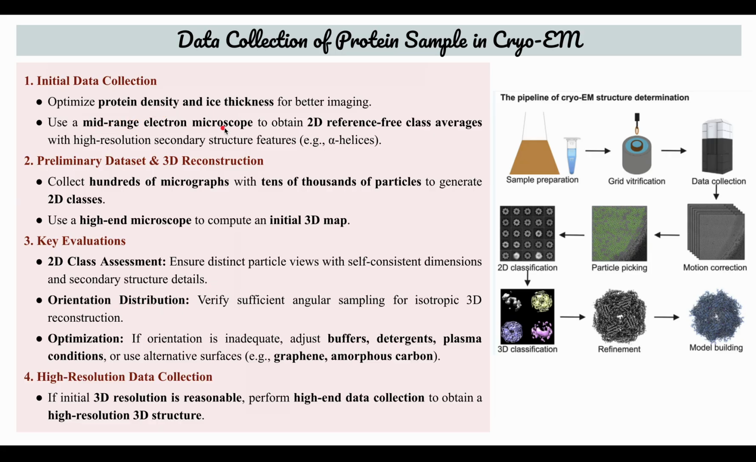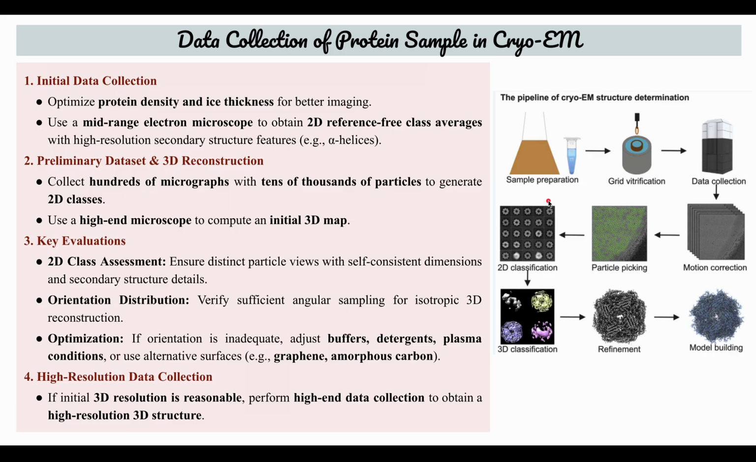Use a mid-range electron microscope to obtain 2D reference-free class averages with high resolution secondary structure features, for example alpha helices. This is just an example of a secondary structure. We need to make sure that the electron microscope which we use is mid-range. That means the electron beam's intensity, its dose, should not be too low or too high. It should be in mid-range, and then it will make the 2D reference images from different directions.